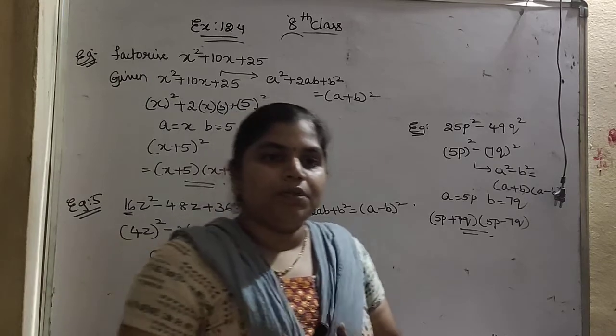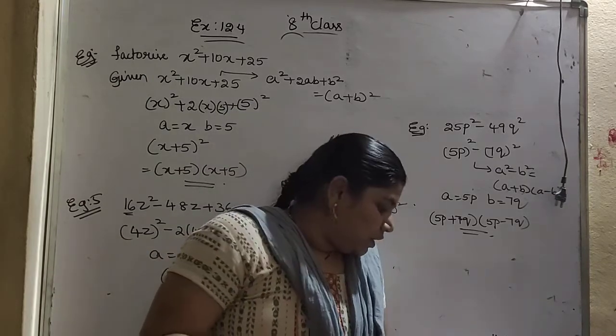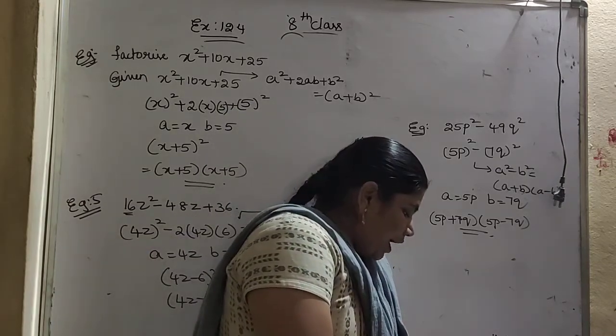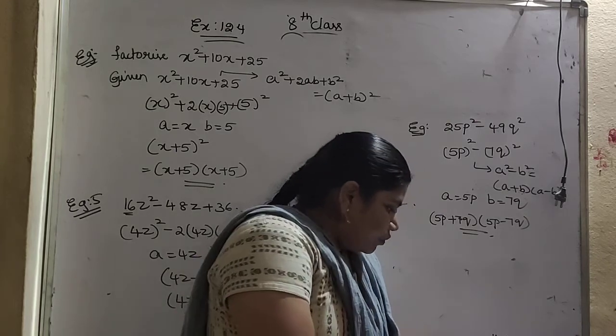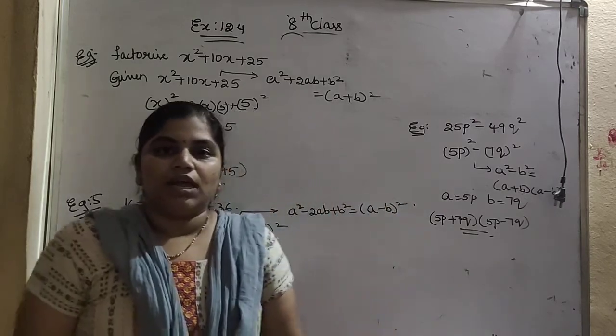The remaining examples we will continue in the next class. In total, how many are there? We have a total of 17 examples. So we will complete all the examples in the next class. Thank you.